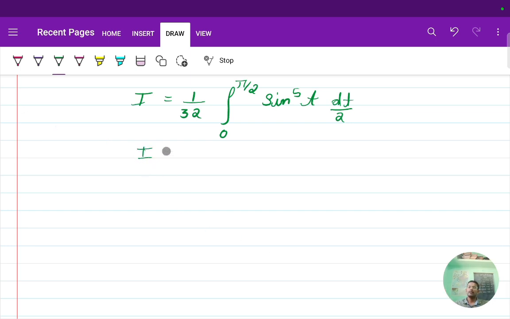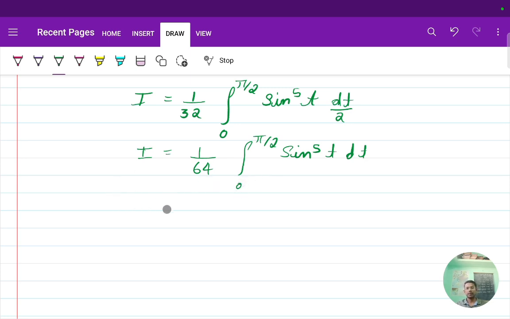Then I is equal to, let us multiply this 2 to 32. That is, it will become 1 by 64, right? 32 into 2 is 64. So integration over 0 to pi by 2 sine power 5t dt. Now it is in the form of integration over 0 to pi by 2 sine power nx dx, right? So now we can apply the reduction formula over 0 to pi by 2 sine power nx dx.